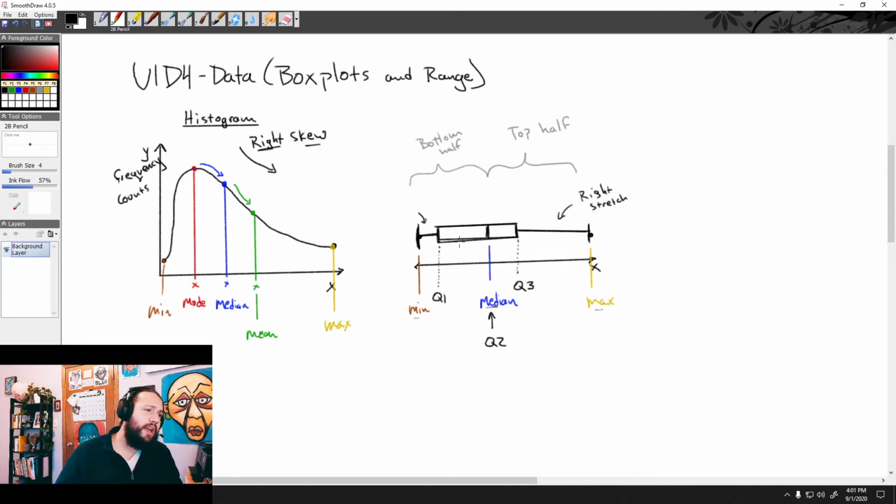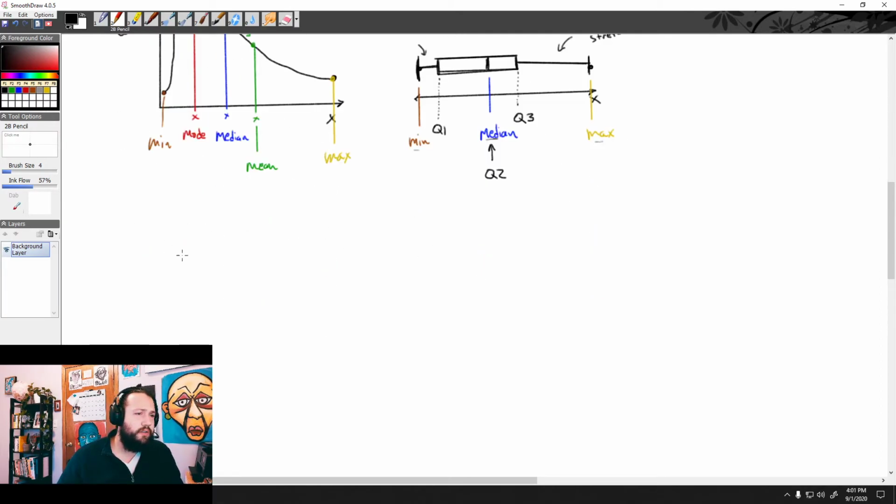So let's go down and actually define all of these. So Q1 equals quartile 1. All right? That's its title. And that is the middle of the bottom half.